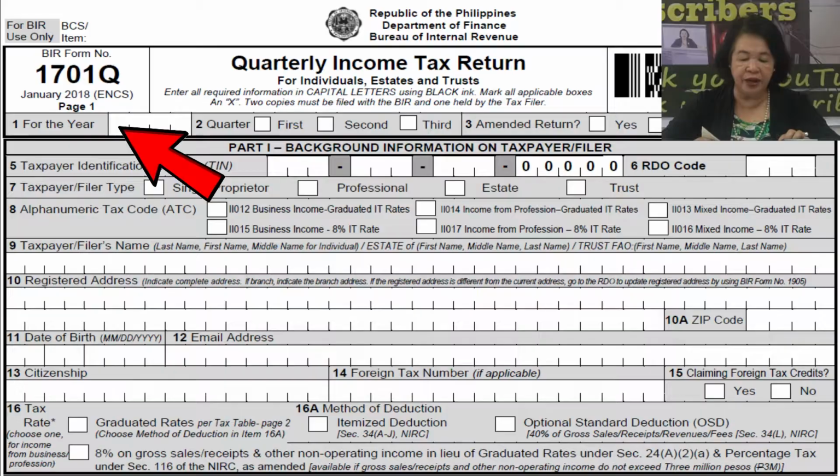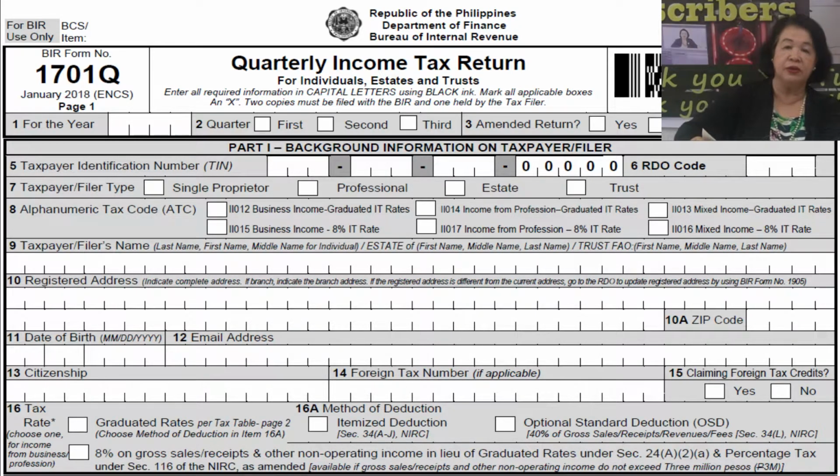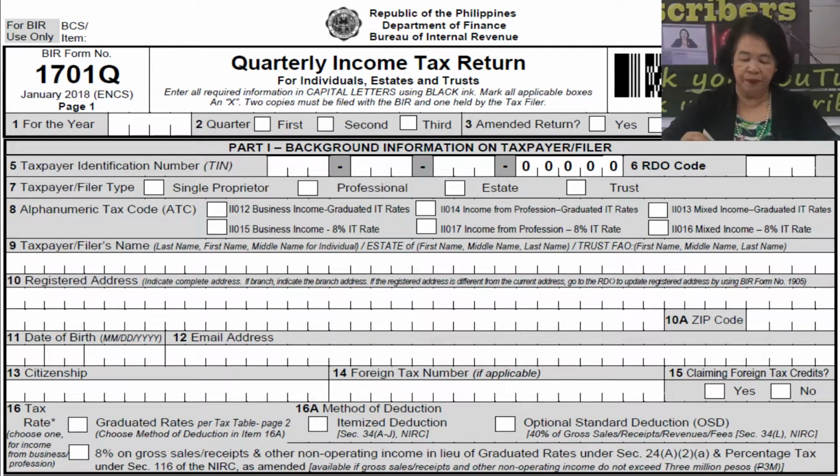Line number 1 for the year, kung anong year po. And then yung quarter, first, second, and third. Kasi yung pagpa-file po nitong quarterly na income tax return, 3 beses po ito isang taon. First quarter lang, second quarter, at saka third quarter. Yung pang fourth quarter, hindi na po yan pinafile, sinasama na doon sa annual. Yung 1701 na lang, wala ng Q.